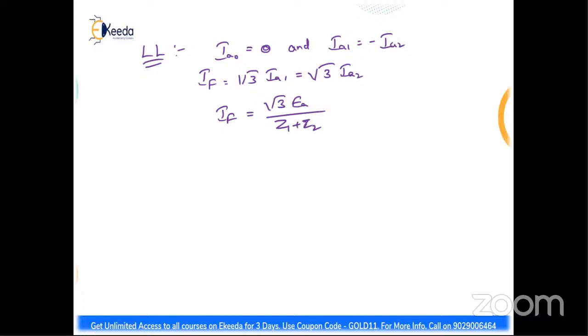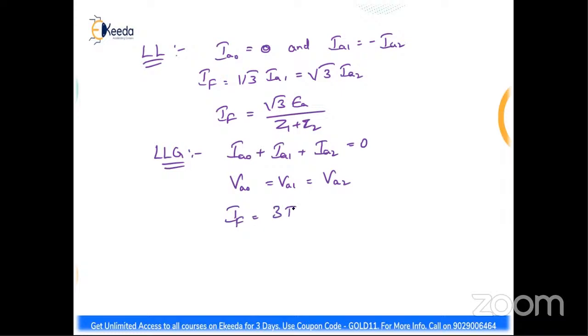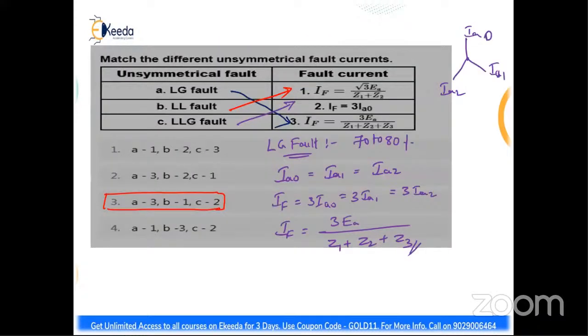Next, in the same way, double line to ground fault, that is LLG. The equation for that is IA0 plus IA1 plus IA2 equals 0, where VA0 equals VA1 equals VA2. Therefore, IF equals 3 IA0. So for the line to line ground fault, IF equals 3 IA0.